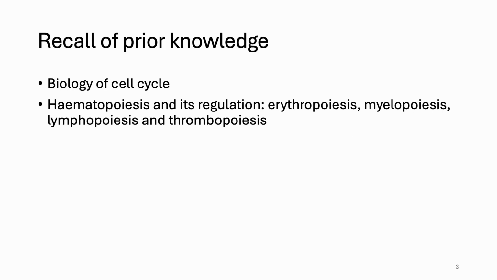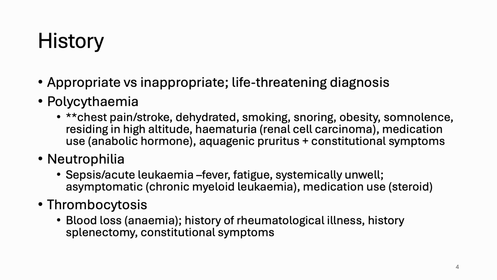While it is essential to recall some of your prior knowledge to build up the understanding towards this lecture, number one is to understand the biology of cell cycle. Number two is to recall the knowledge on hematopoiesis and its regulations of each cell line, such as erythropoiesis, myelopoiesis, lymphopoiesis, and thrombopoiesis.